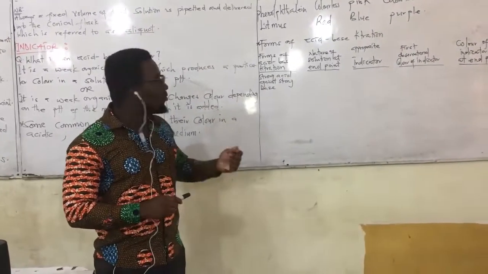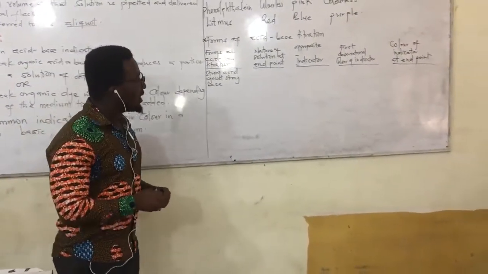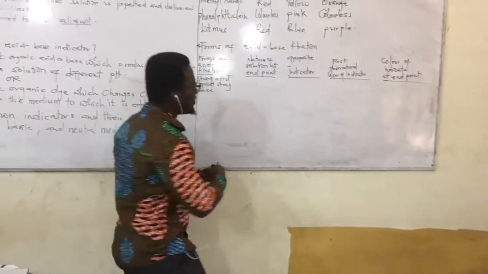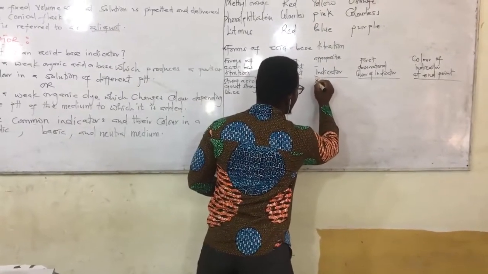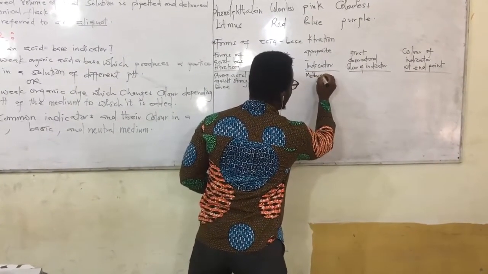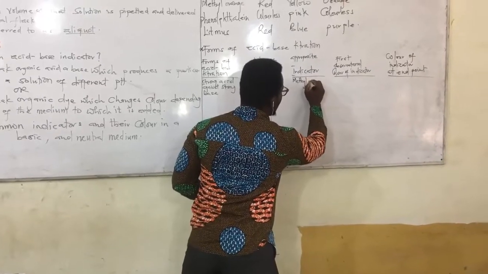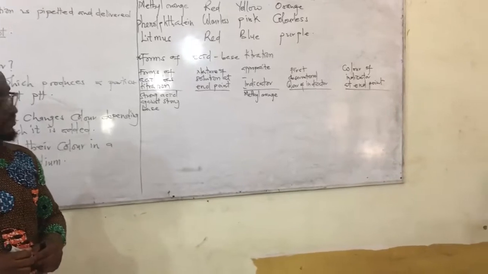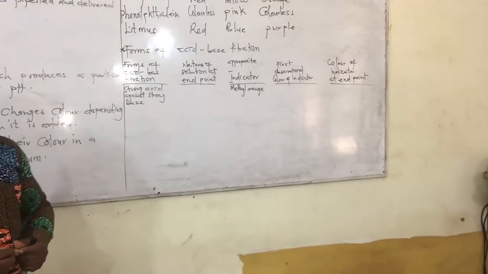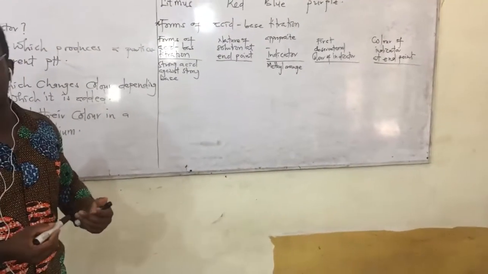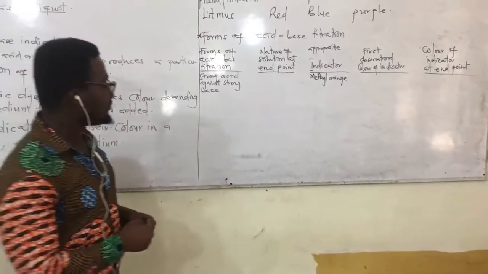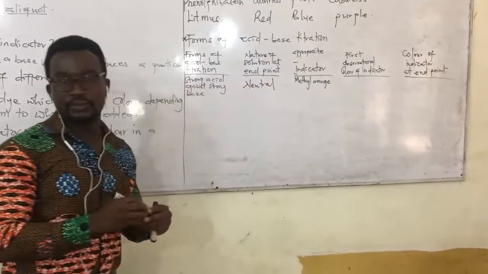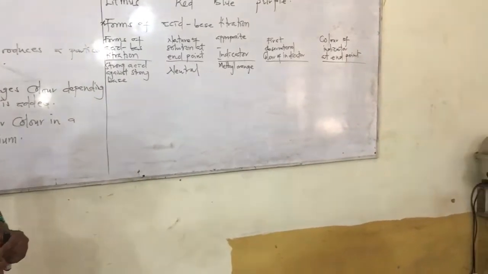Strong acid against strong base is a form of acid-base titration. The appropriate indicator that can be used is methyl orange. Methyl orange is appropriate for that. At endpoint, what will be the nature of the solution in theory? Neutral. The solution will be neutral at endpoint.